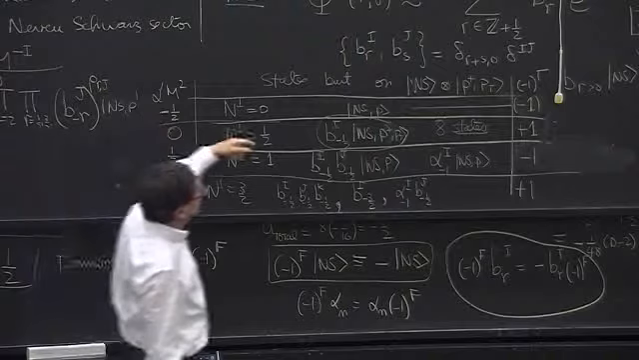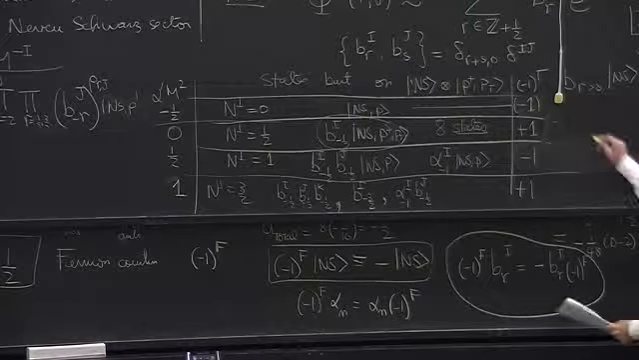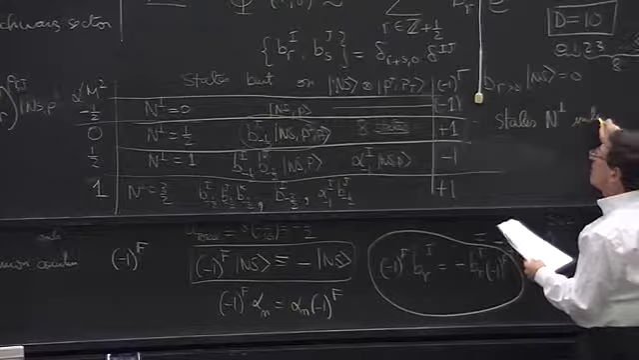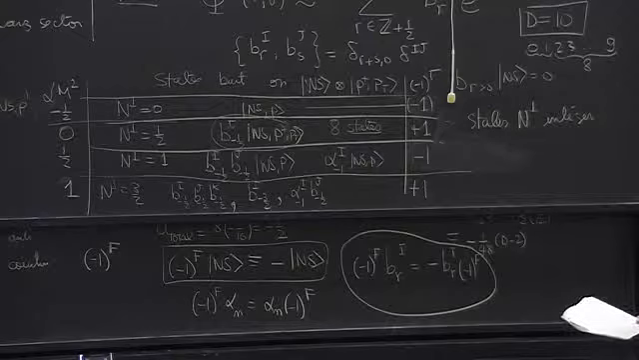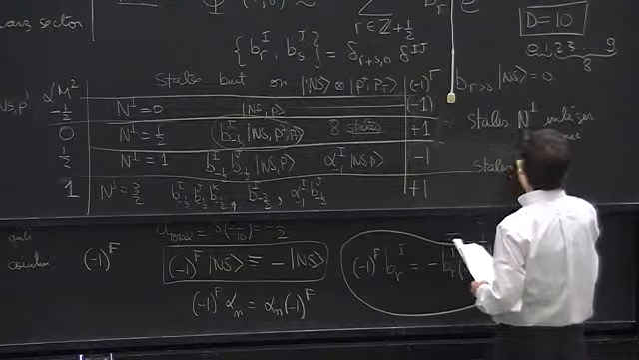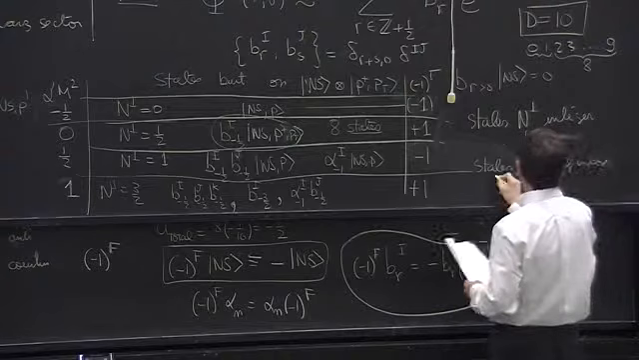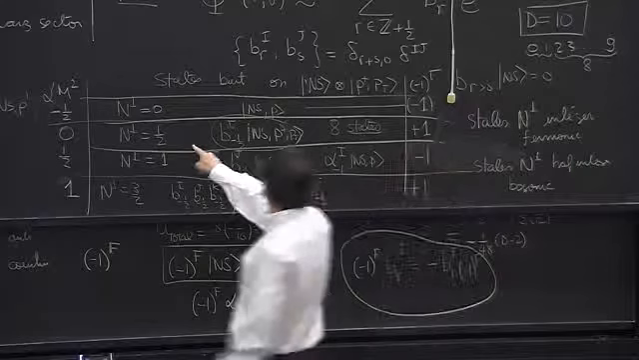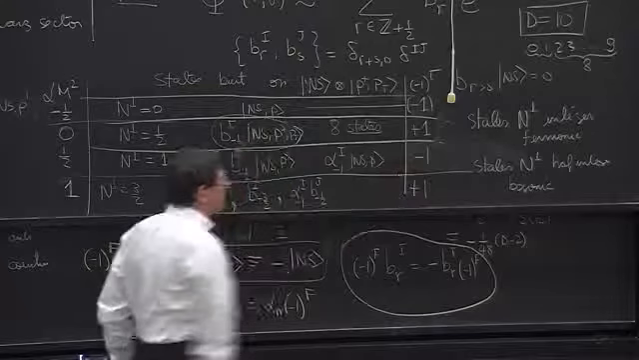And the states of n perp integer minus a half are fermionic, and the states of n perp half integer are bosonic. The half integer n perp have plus 1 in (-1)^F, and this one has plus 1 in (-1)^F.